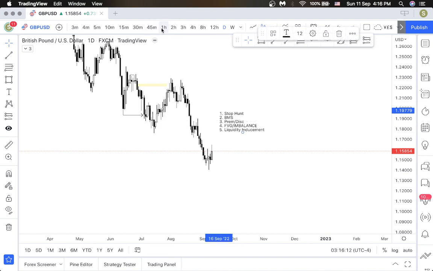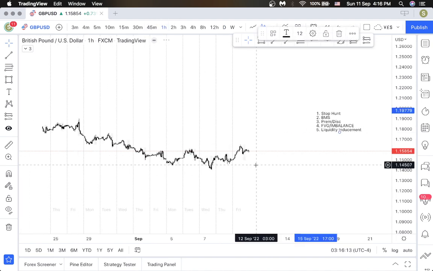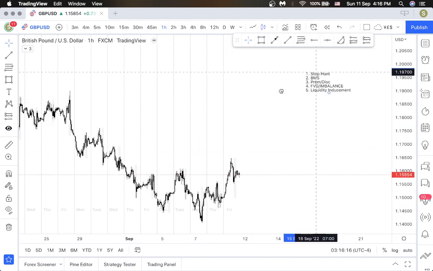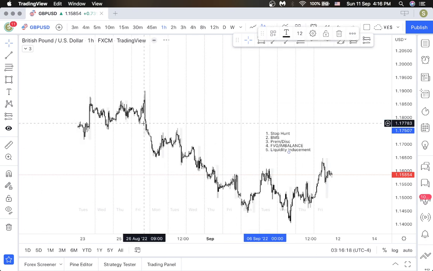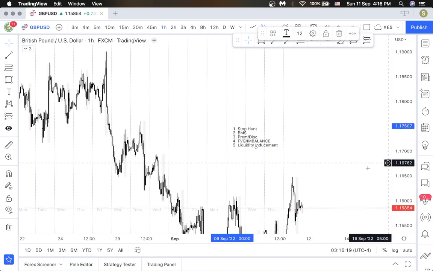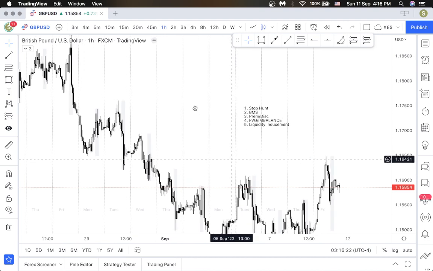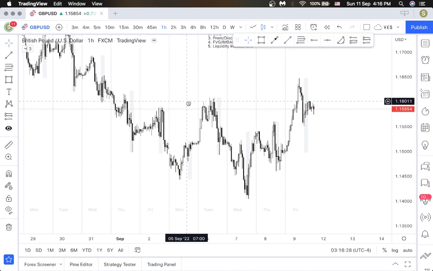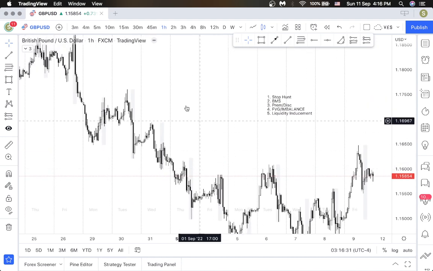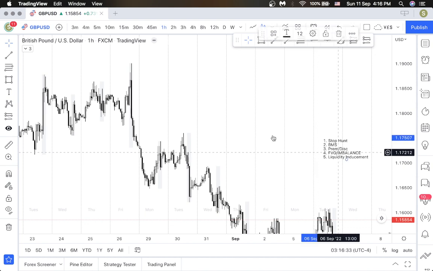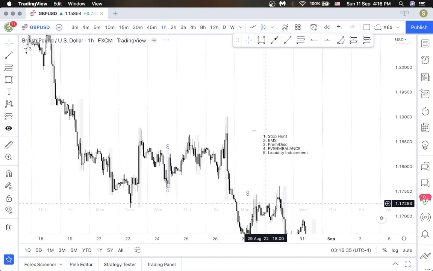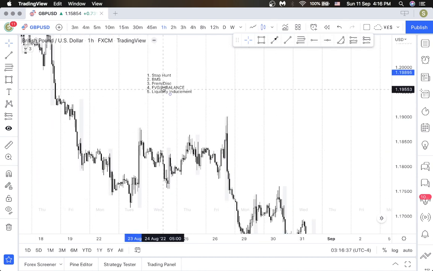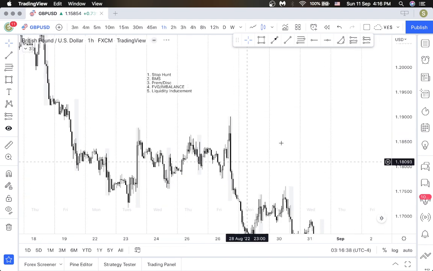Okay, maybe we can go to the 1 hour time frame. So let's go to a lower time frame and see what is happening here. Okay, this is where we're at. I don't really like last week's price action. It was very meh. London was good though, but I don't trade London. New York was just, I don't know, it wasn't very clean for me.